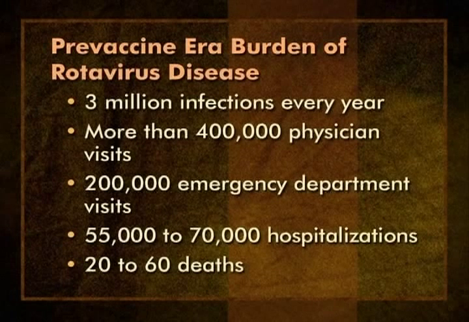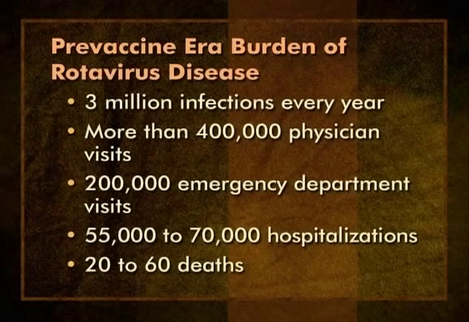In the pre-vaccine era, an estimated 3 million rotavirus infections occurred every year in the United States. This was equal to the number of cases of pertussis or measles prior to the availability of vaccines. Rotavirus accounted for more than 400,000 physician visits, 200,000 emergency department visits, and 55 to 70,000 hospitalizations each year among children younger than 5 years of age.